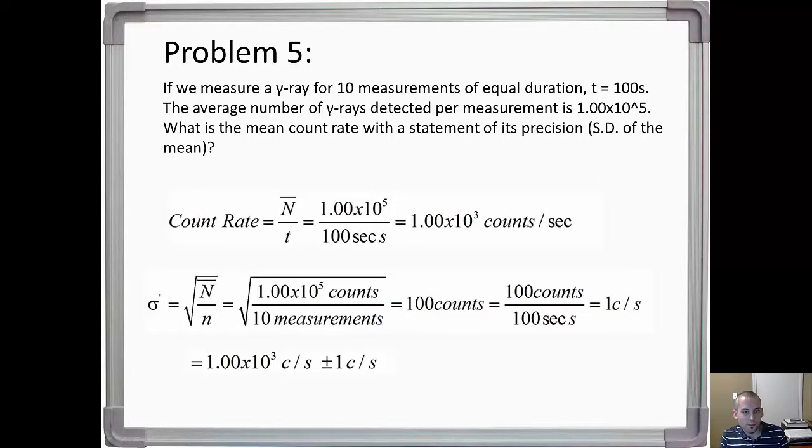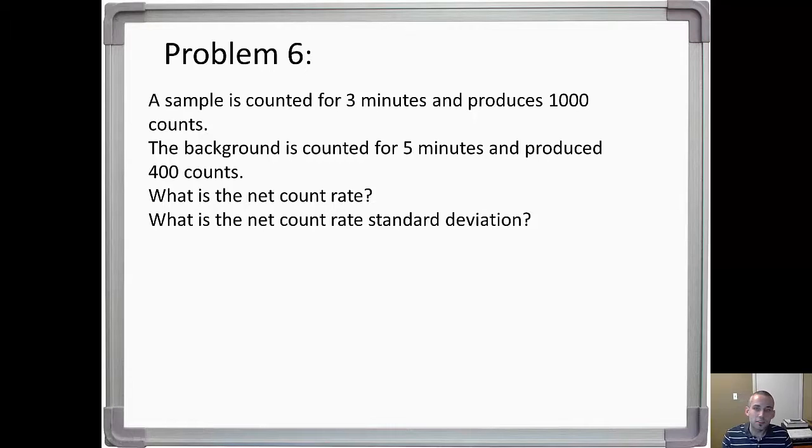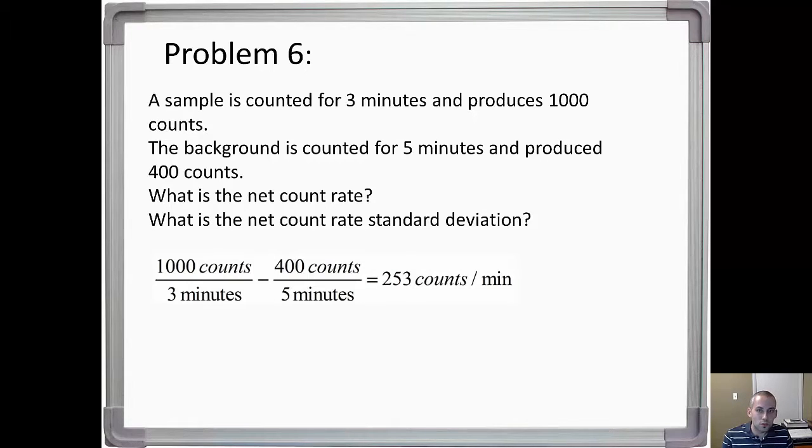So problem 6. Samples counted for 3 minutes produces 1,000 counts. The background is counted for 5 minutes and produces 400 counts. What is the net count rate? So we want to take the sample counted and subtract the background counted. So net count rate is counts over time minus the background. And there's our value. What is the net count rate standard deviation? Take the square root of our answer for net count rate, and we have our answer.